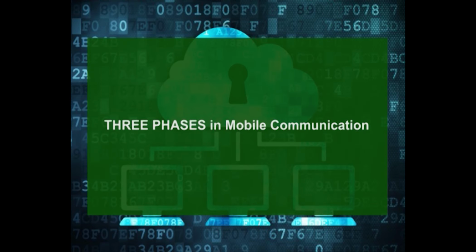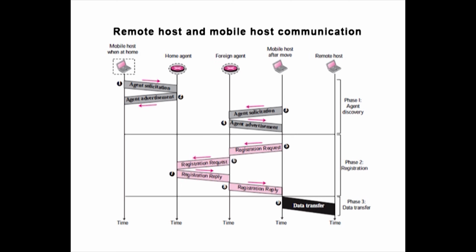Three phases in mobile communication. To communicate with the remote host, a mobile host goes through three phases: agent discovery, registration and data transfer, as shown in the figure. The first phase, agent discovery, involves the mobile host, the foreign agent and the home agent. The second phase, registration, also involves the mobile host and the two agents. Finally, in the third phase, the remote host is also involved. We discuss each phase separately.